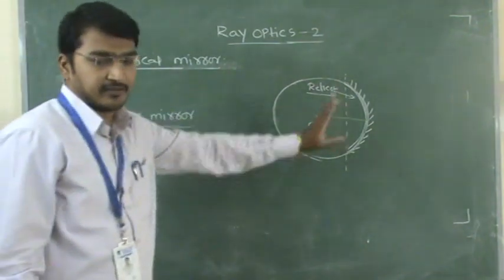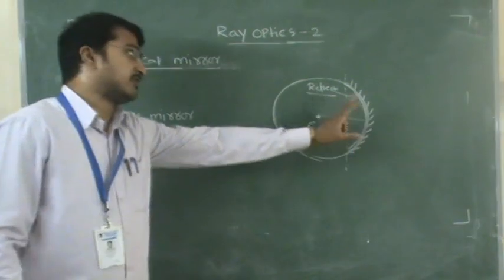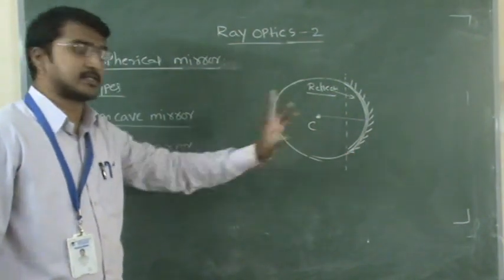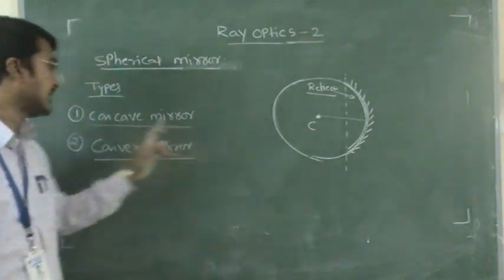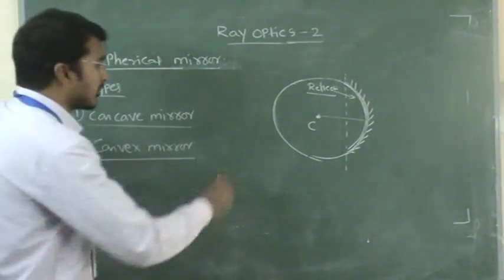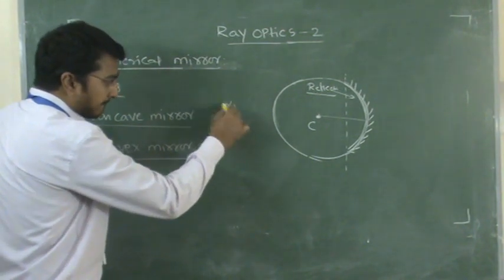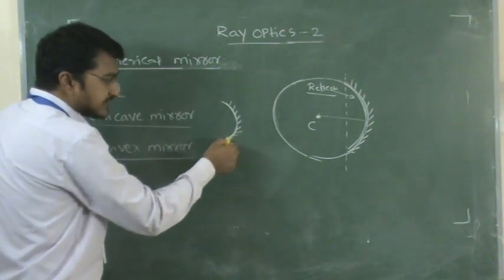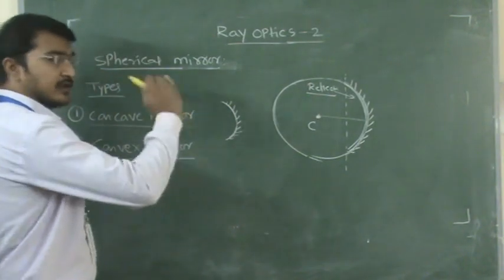Concave mirror example is given here. So what is the definition? If the reflecting surface is towards the center of the sphere, that mirror is called a concave mirror. Symbolically we can represent it like this. If lines are there, this is opaque and this is the reflecting surface. This is a concave mirror, cave shape.